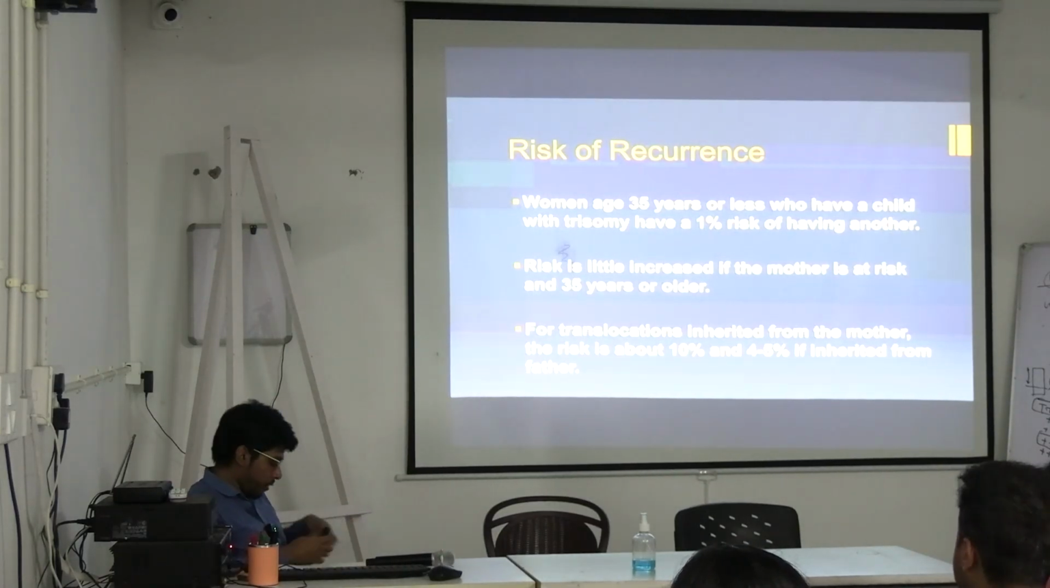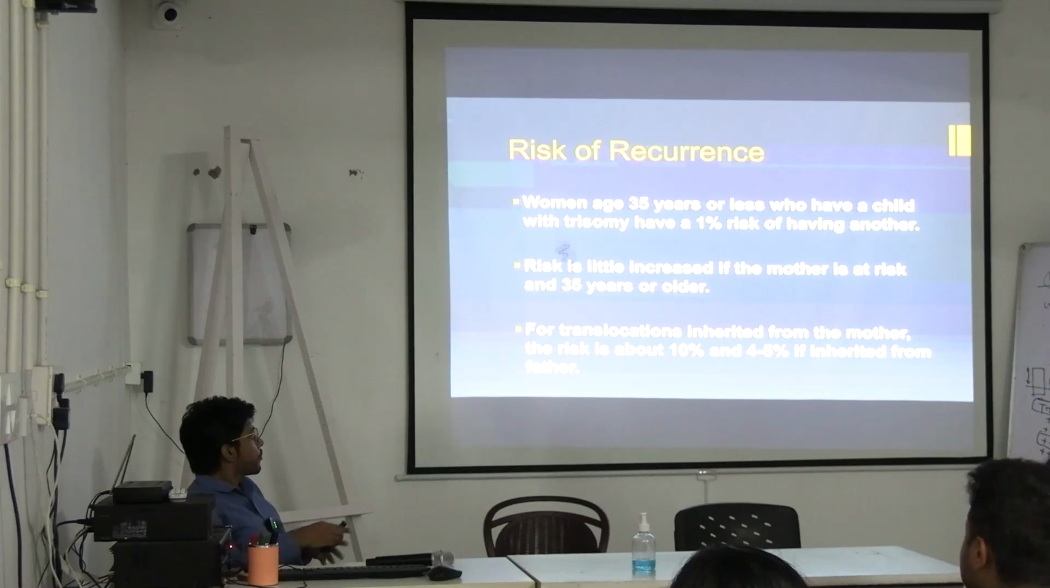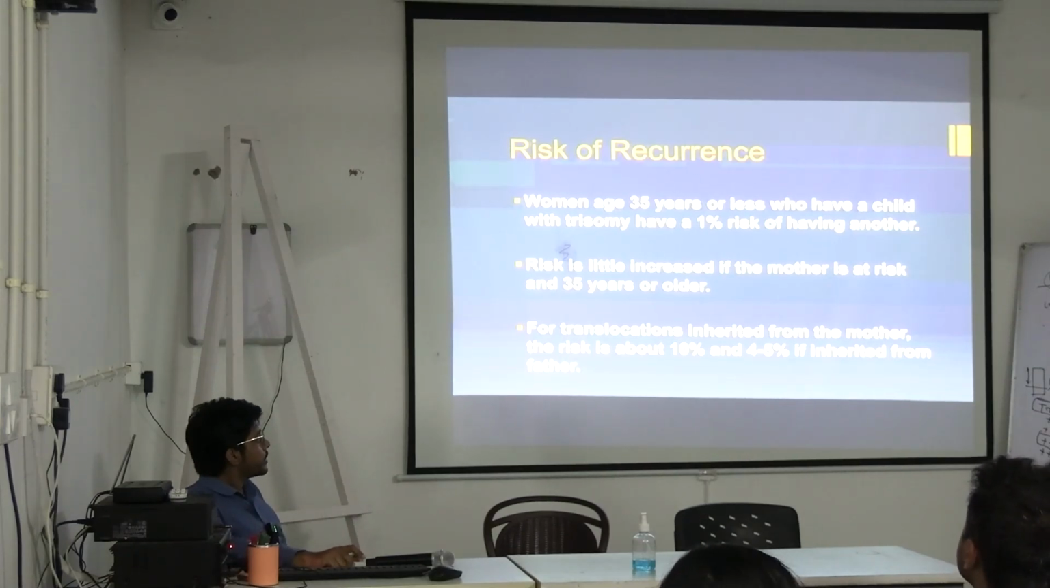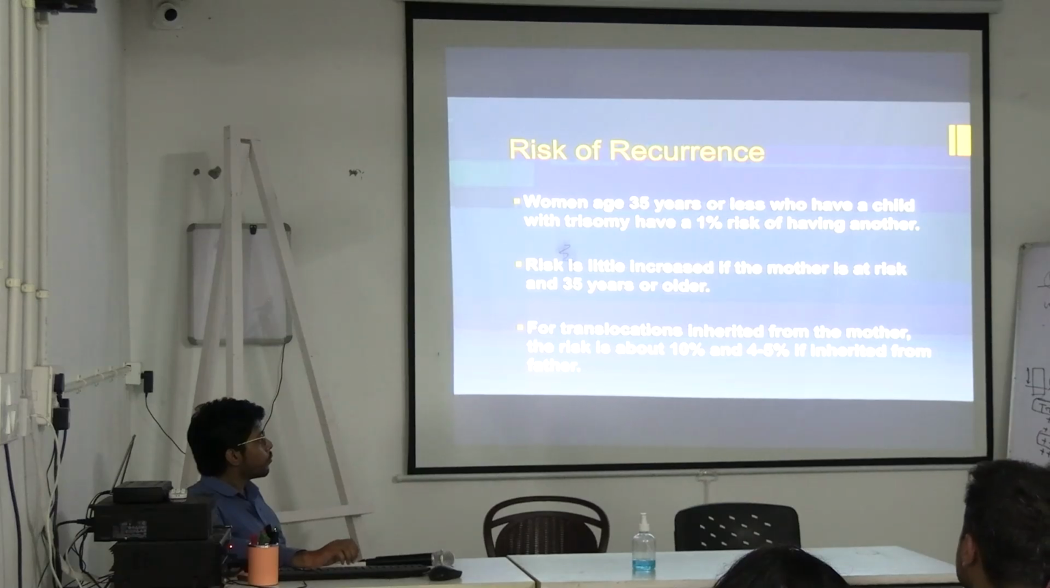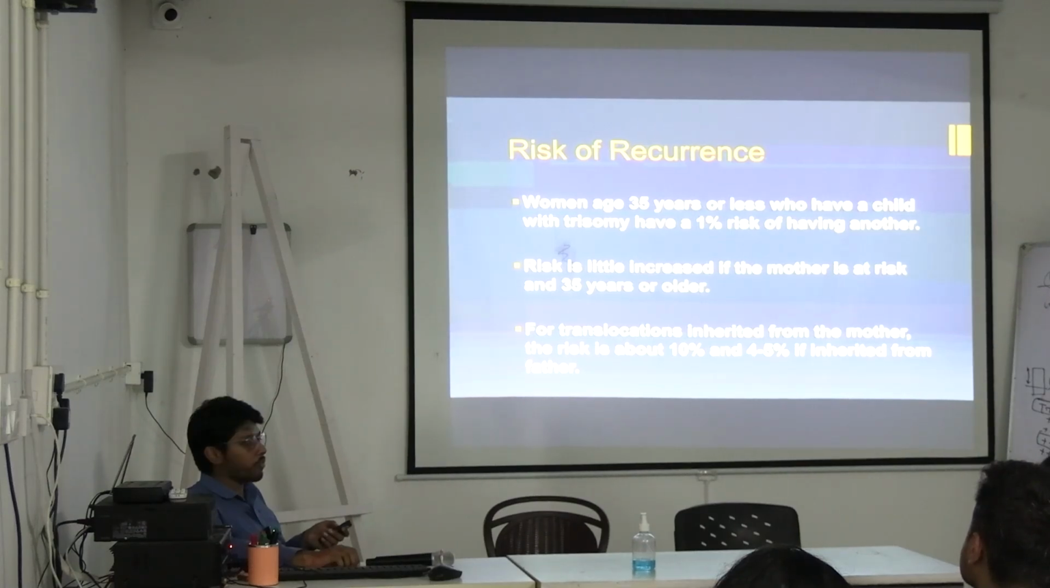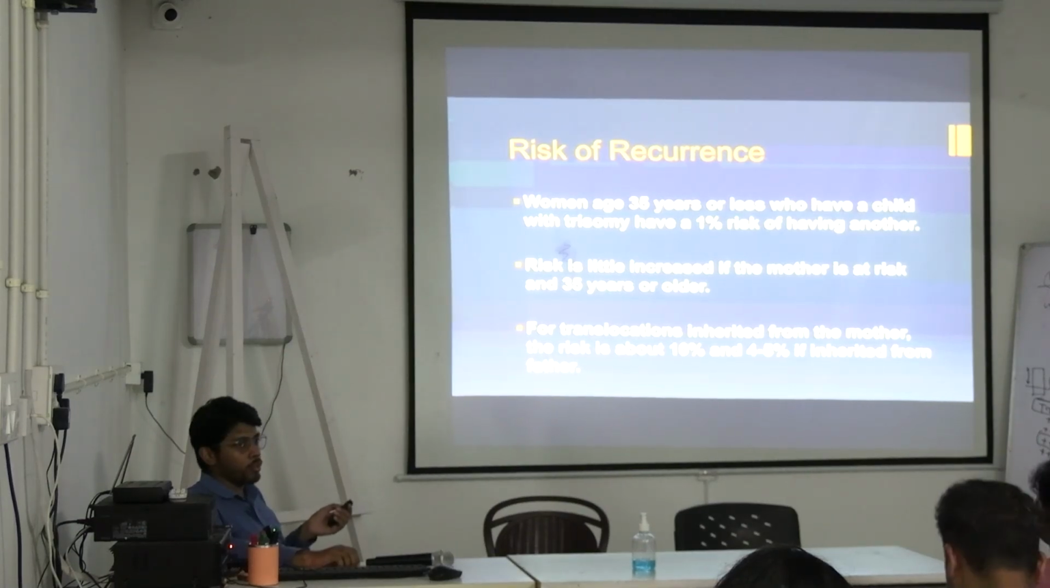Now, what are the risks of recurrence? Women aged 35 years or less who have a child with trisomy have 1% risk of having another, and risk will increase if the mother is more than 35 years old. For translocations inherited from the mother, the risk is about 10%, and if the translocations inherited from father, then the risk is 4 to 5%.